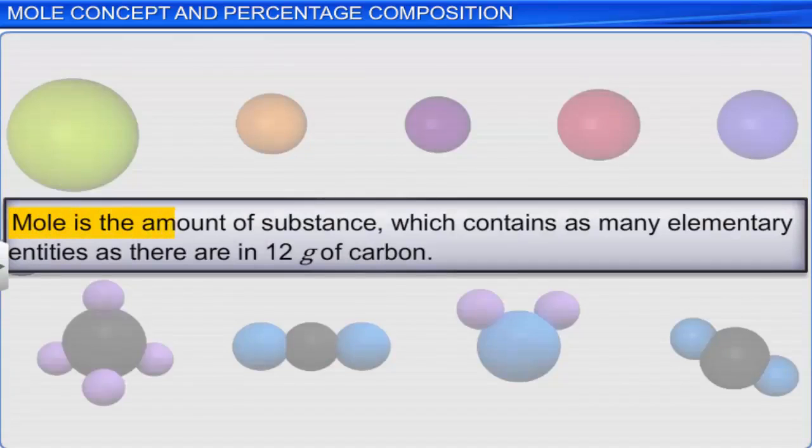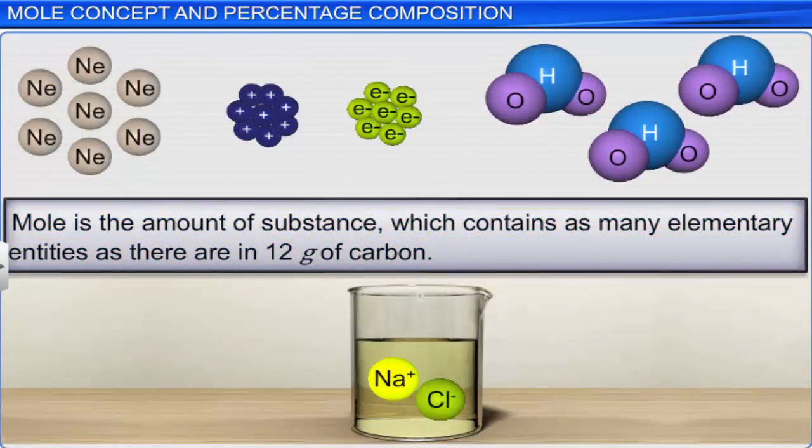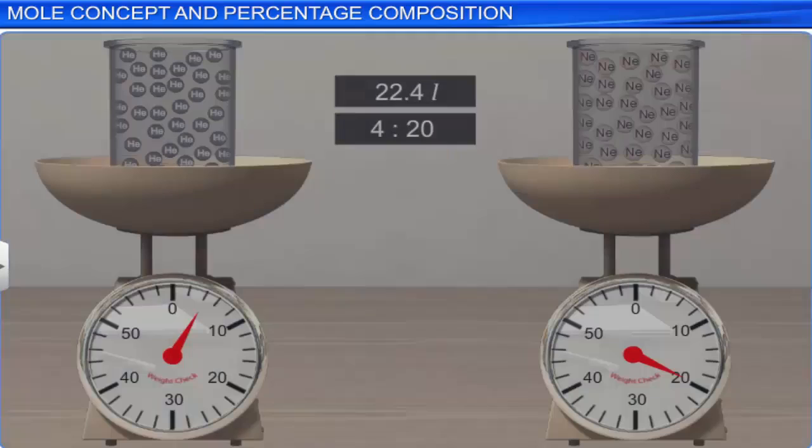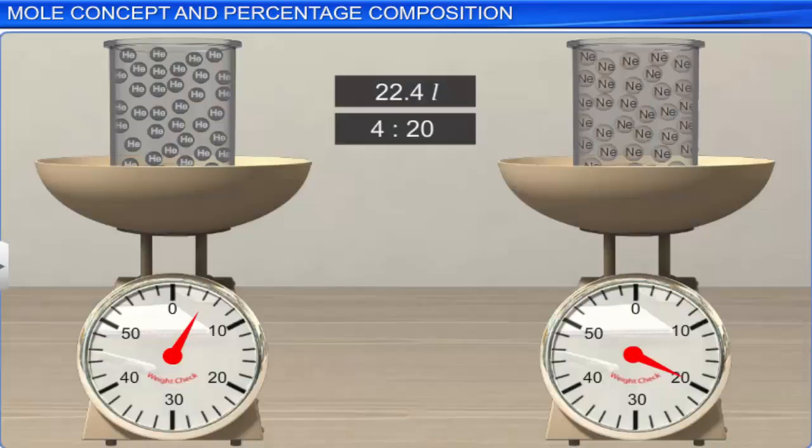Mole is the amount of substance which contains as many elementary entities as there are in 12 grams of carbon. Elementary entities may be atoms, molecules, ions, electrons, or protons. Note that 1 mole of a substance always contains the same number of entities, irrespective of the identity and kind of the substance.